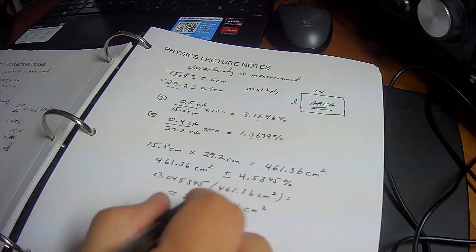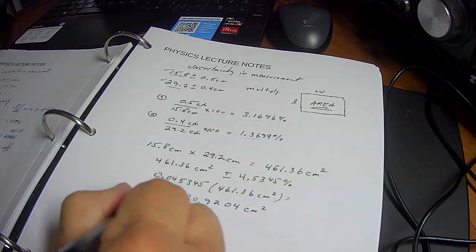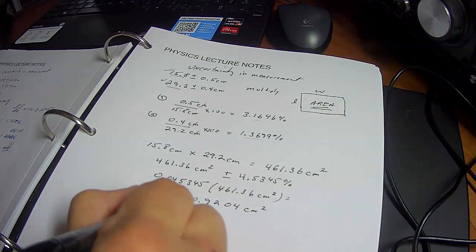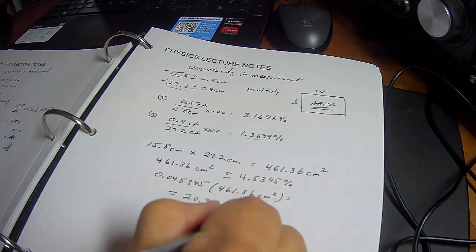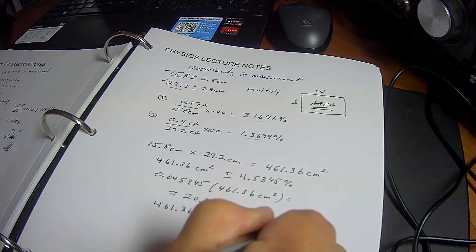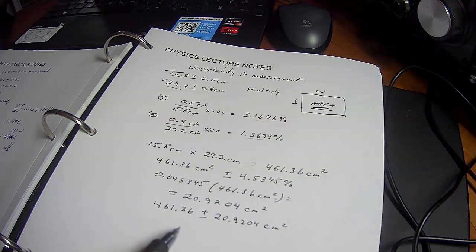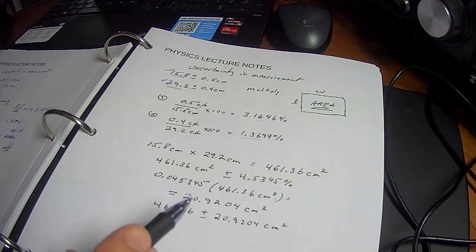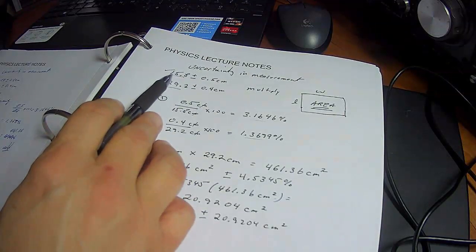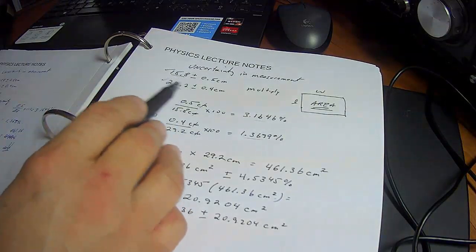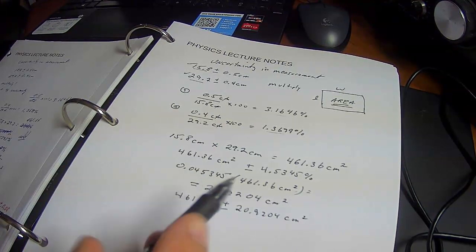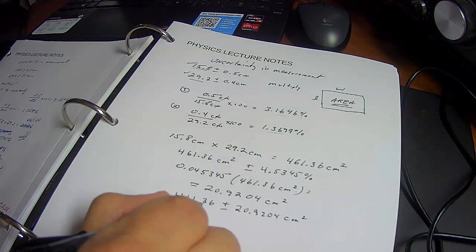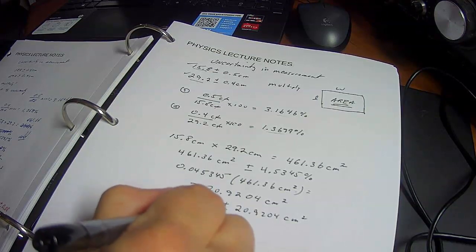So we can go ahead and write our number this way. We say our number that we calculated for the area is 461.36 plus or minus 20.9204 square centimeters. Now, we have a lot of digits here, and we know that we have to pay attention to significant figures. We go back to our original measurements. Our original measurements have three significant figures, so we have to make sure that this value has three significant figures. So 1, 2, 3, the next number is less than 5, so it's 461.